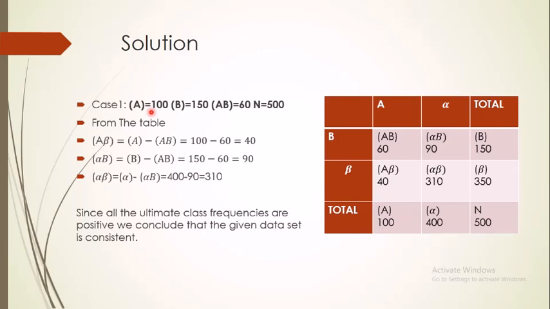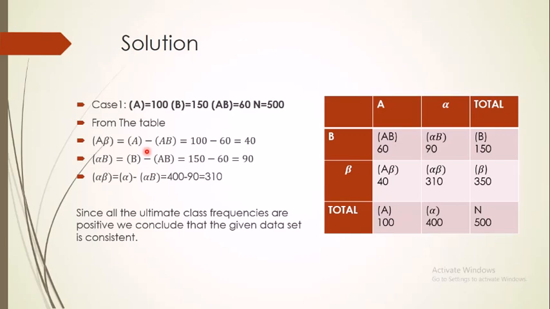In this case we have some missing ultimate frequencies, which are alpha beta, A beta and alpha B. These were the missing ultimate frequencies, and with the help of the given data in case 1, I will find out the values of these frequencies. I hope we have done a similar kind of problem in the last class. Now let's find out what is A beta.